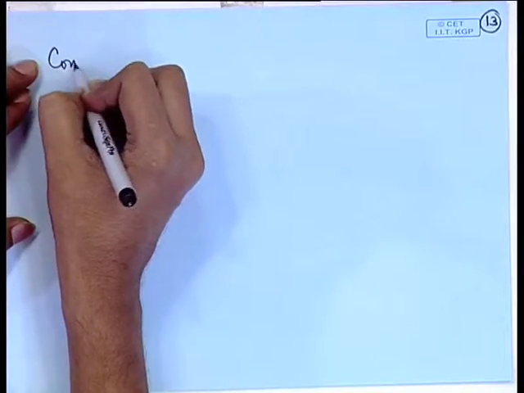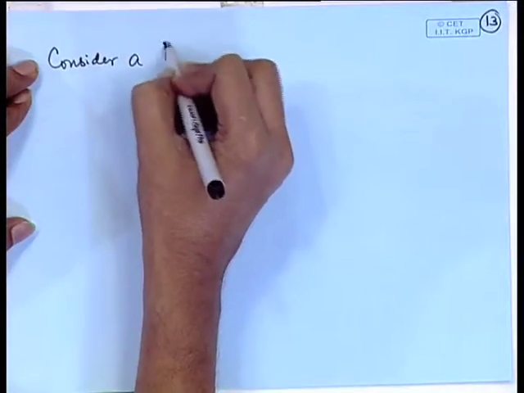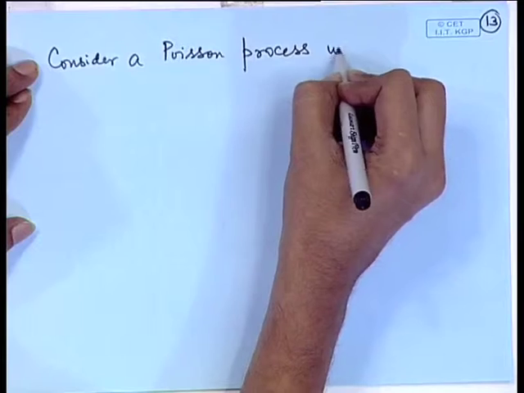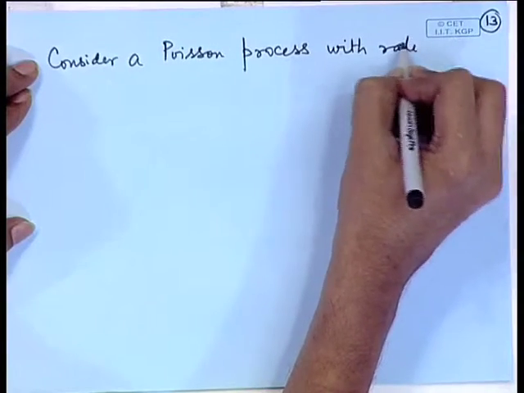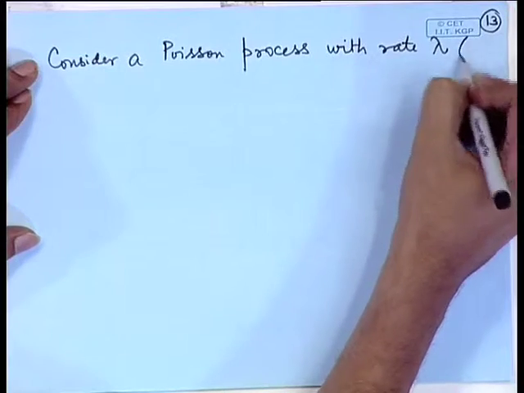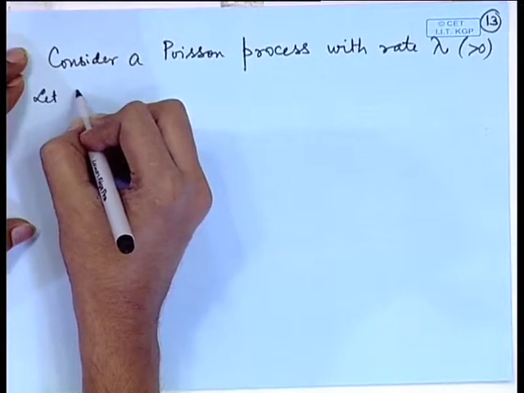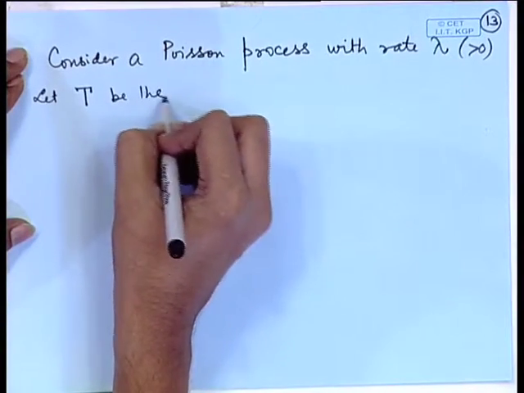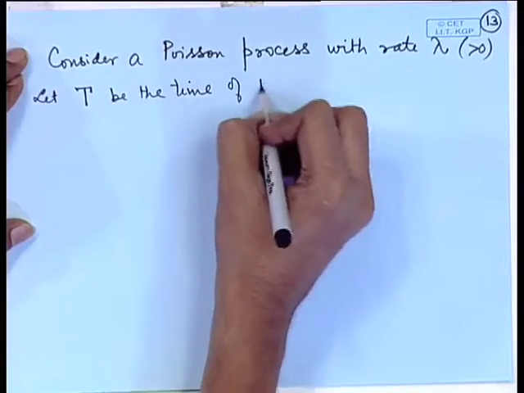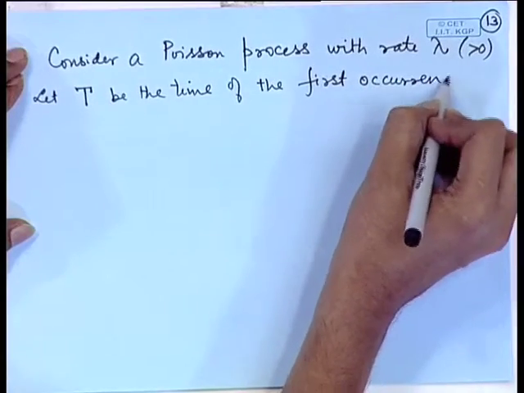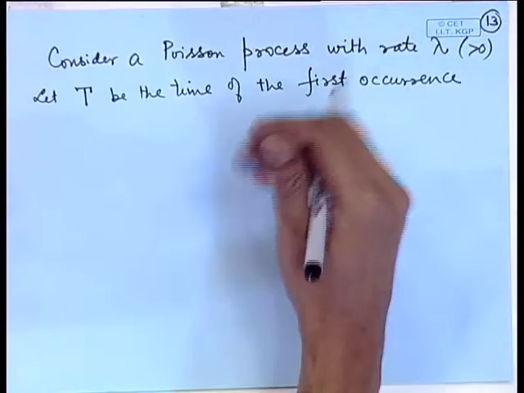Let us consider a Poisson process. Consider a Poisson process with rate lambda. Of course, lambda is greater than 0. Let us denote by T the time of the first occurrence. So, we know that it is a Poisson process, and the number of occurrences will follow a Poisson distribution.